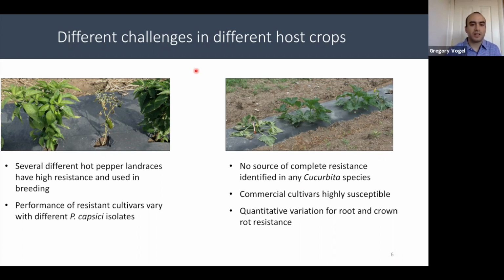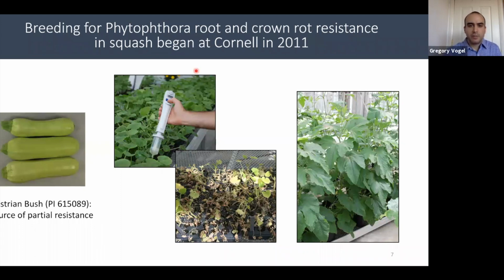In squash, compared to pepper, breeding is a little bit more in its infancy. There's much less known about resistance in squash. And unlike pepper, there haven't been any sources of complete resistance described in any species of Cucurbita. For the most part, commercial cultivars are highly susceptible. However, we know from work that people have done screening germplasm collections and also evaluating commercial varieties in field trials that there is quantitative variation for root and crown rot resistance that breeders can take advantage of. So that's what I'm going to talk about in this first part of my presentation.